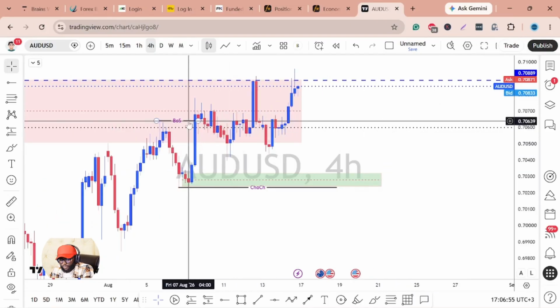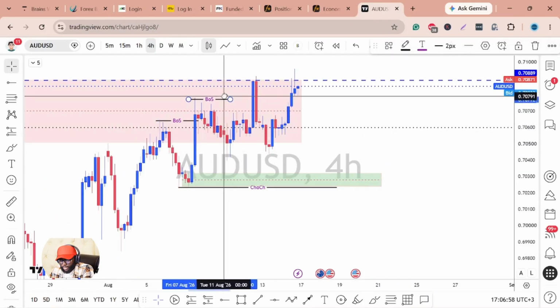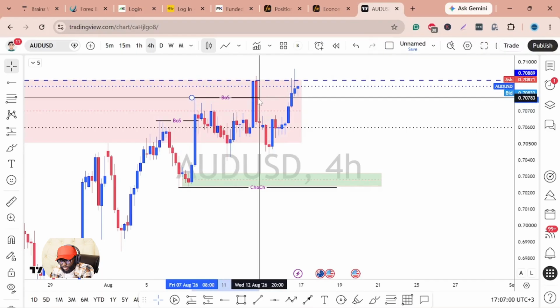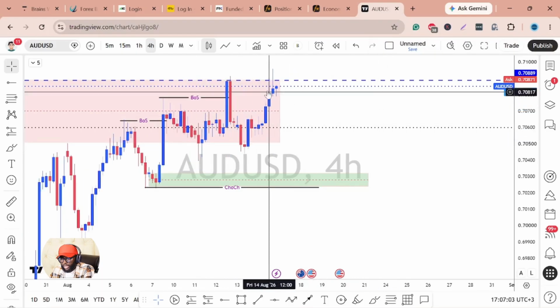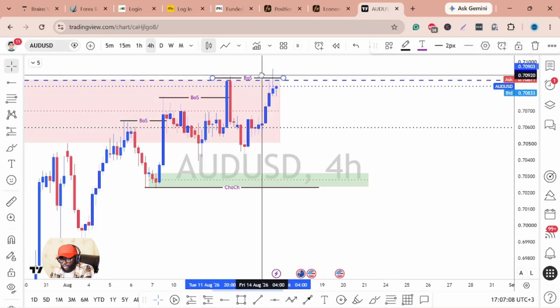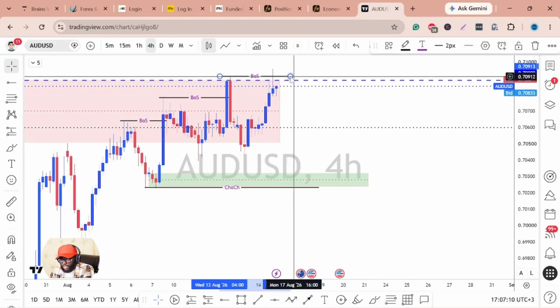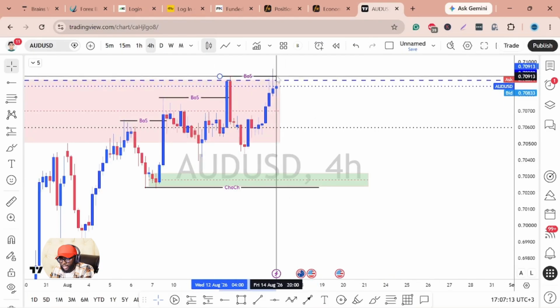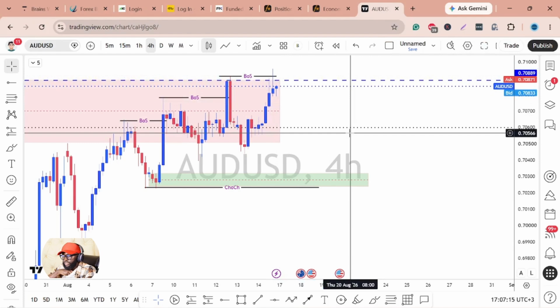As you can see, this was a break of structure earlier on, and then last week again we had this break of structure. And right now, price failed to break above this high when the week was closing, which means we have that rejection candlestick over there. So does this signify that we are ready to sell AUD USD?